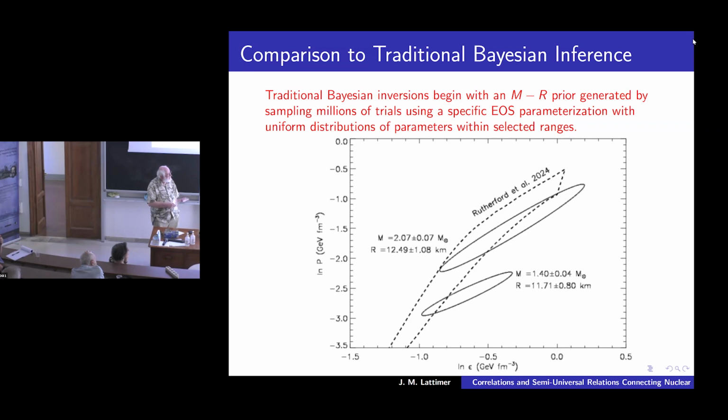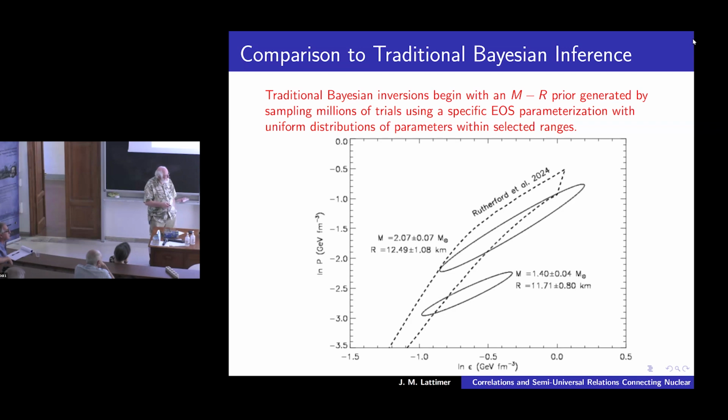The traditional method is to use Bayesian inversion, where you generate a mass radius prior by generating millions of equations of state from a parameterization, and then sample all the parameters uniformly over some specified range. Then you see how well those individual equations of state in a Bayesian way fit those mass radius confidence regions, and then you infer what the most probable equation of state is. A typical calculation like that with these 2 different regions gives a pressure energy density band that looks like this.